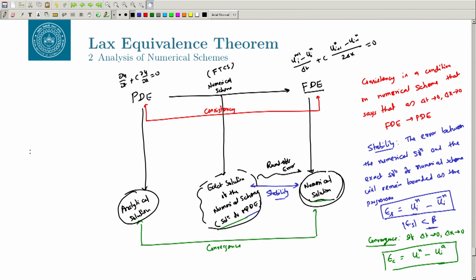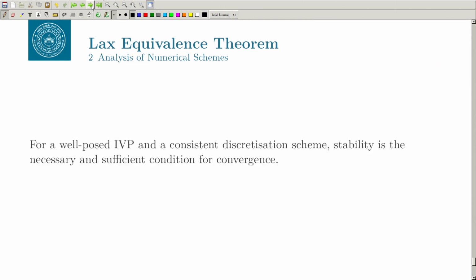Okay. Now, there is a very famous theorem called the Lax equivalence theorem. Okay. And this is a very important theorem in CFD, and what this theorem says is basically that for a well posed initial value problem and a consistent discretization scheme, that means we have already talked about the consistency here, stability is the necessary and sufficient condition for convergence.